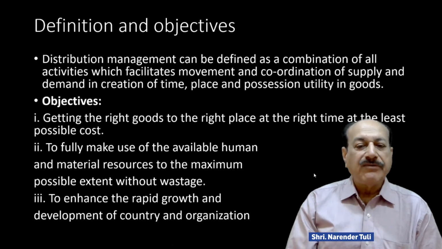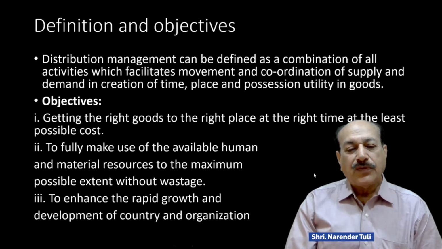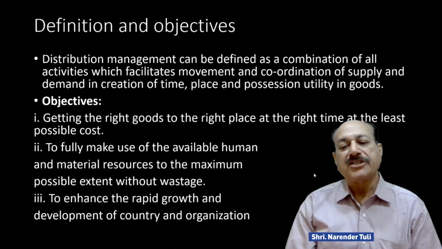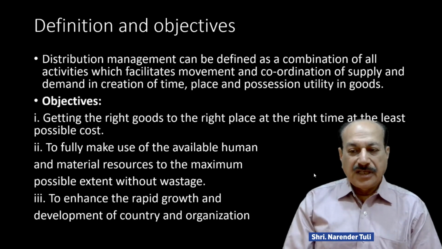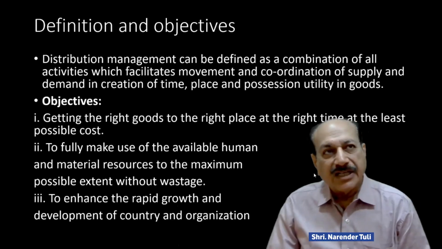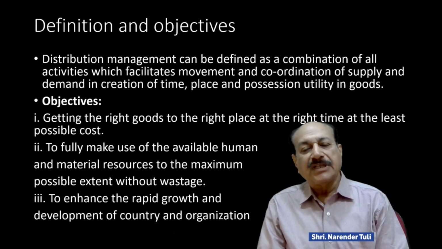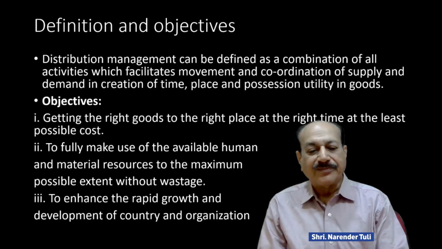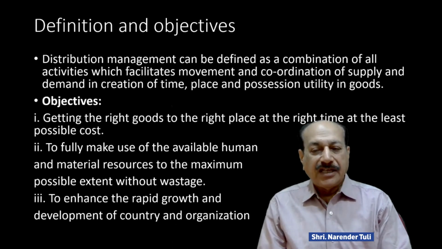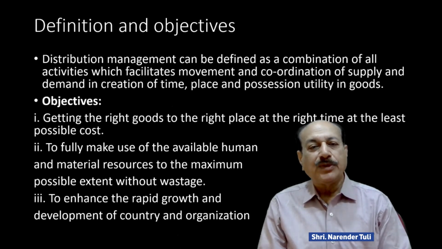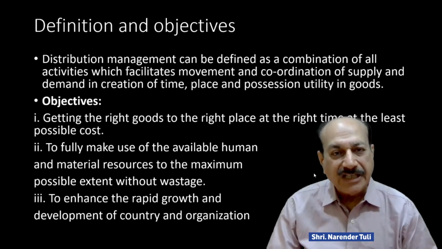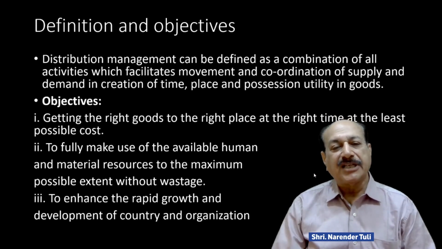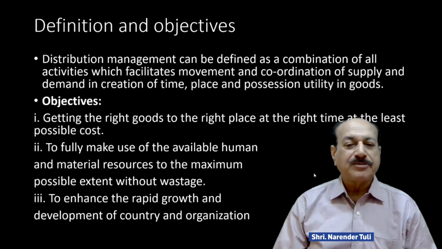So all those activities which are undertaken for creating this time, place, and possession utility in goods are part of distribution management. It involves making the right kind of product available to the right customer at the right place at the right time. That is why distribution is effective only if the product is made available to the customer when he actually wants it. If it is not available at the time, he may go for your competitor's product.